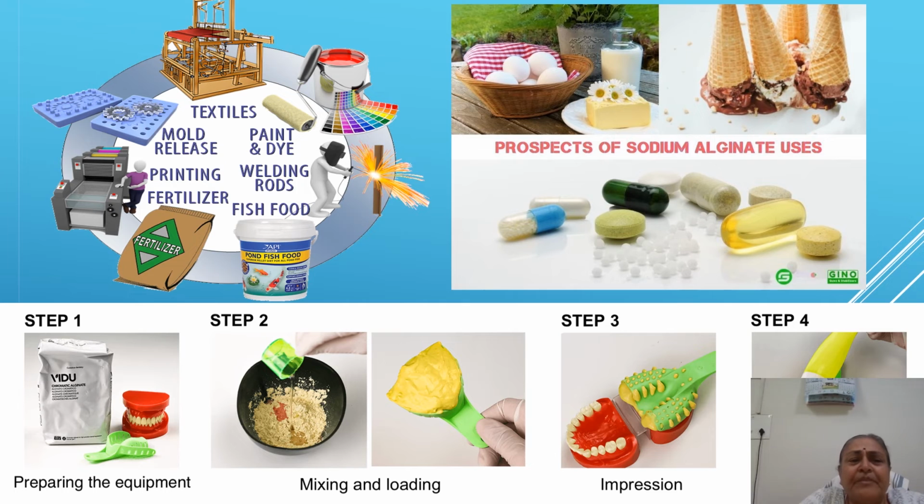Besides this, the other industries in which marine algae have applications include the textile industry. We are using it in the paint and dye industry, also in the welding of roads, where it is again helping. It is food and fodder for fish and animals, and it is a component in fish food. Then it has great value as a fertilizer and biofertilizer. The printing industry is also using this marine algae.